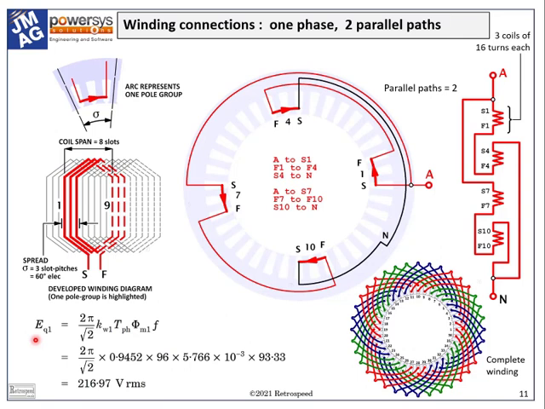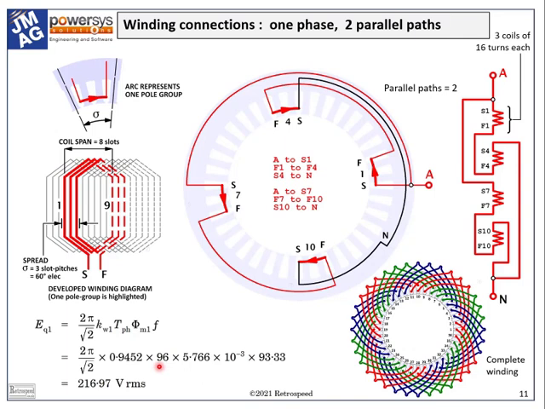With 16 turns per coil, the number of turns in series per phase is 16 times 2 groups in series in each path, and 3 coils in series in each group. So we have 96 turns in series per phase.